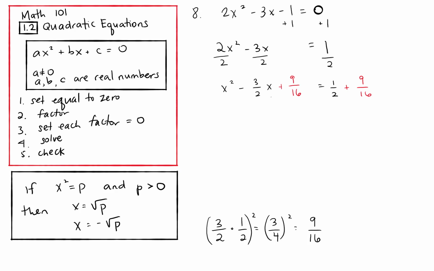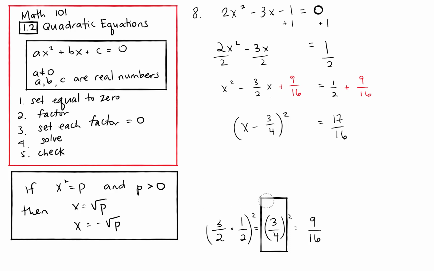Yay for fractions, right? Well, this factors to be x minus 3/4 squared. Does that look familiar? That's this part right here. And then we have this, which is 1/2 plus 9/16, which is 8/16 plus 9/16. That's 17/16.